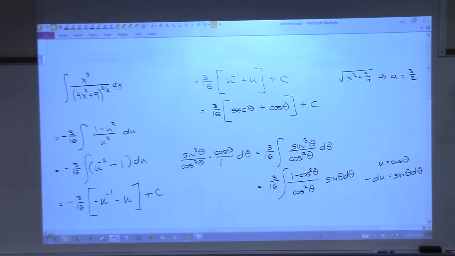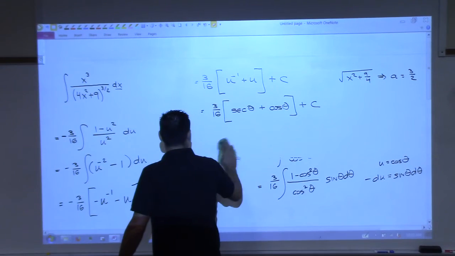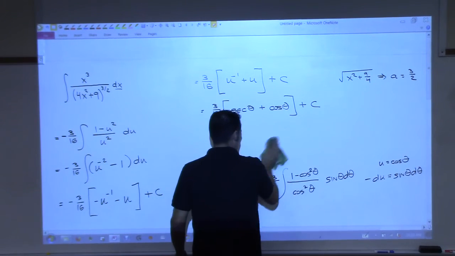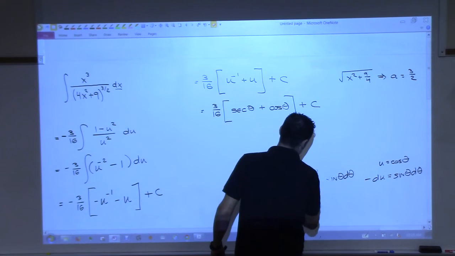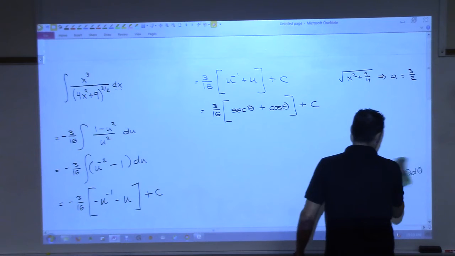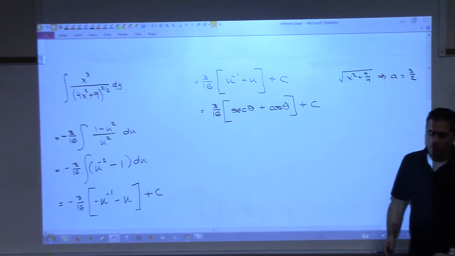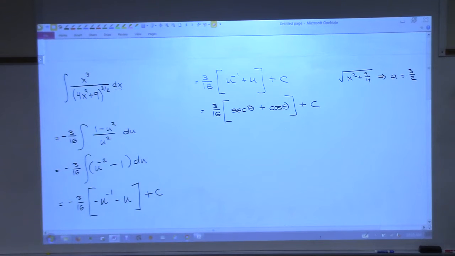Reference triangle, right? Back to x. I told you these problems would be long, right? I told you this section would be somewhat tedious. You can. It's up to you. I don't care. It's just a constant, so.